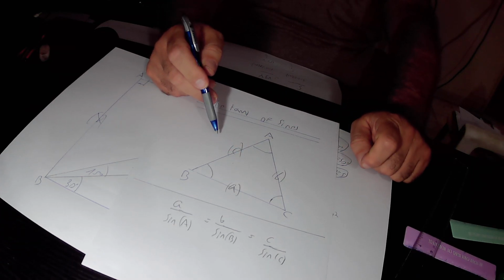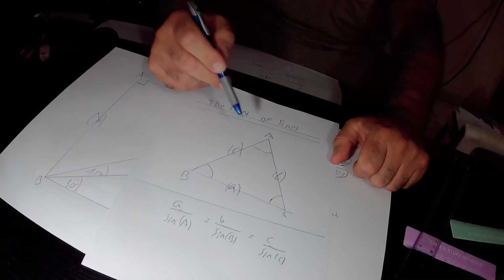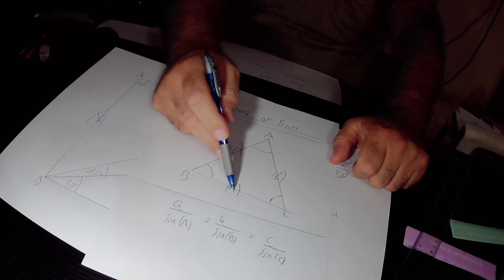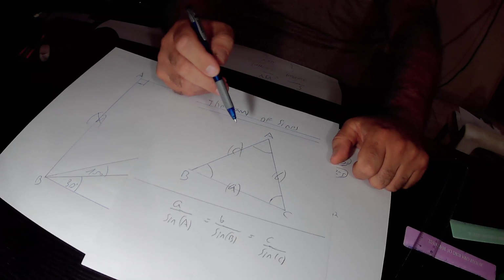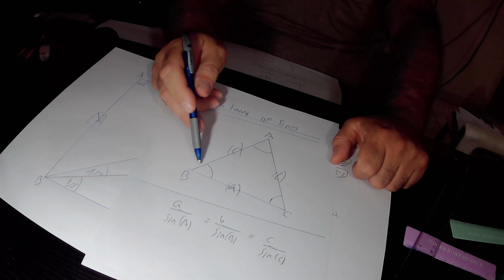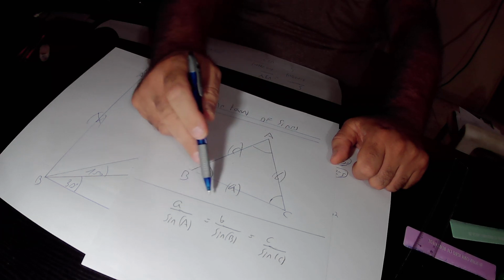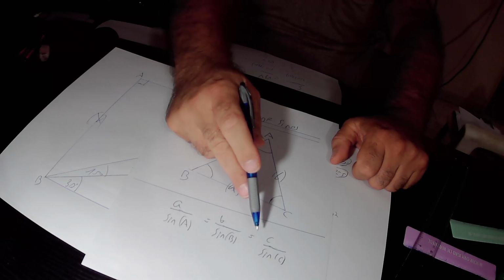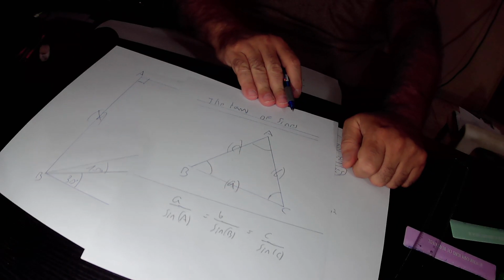According to the law of sines, the following equation is true: a, the length of side BC, over sine A equals b over sine B equals c over sine C. Again, a over sine A equals b over sine B equals c over sine C. So we can implement the law of sines in our drawing.